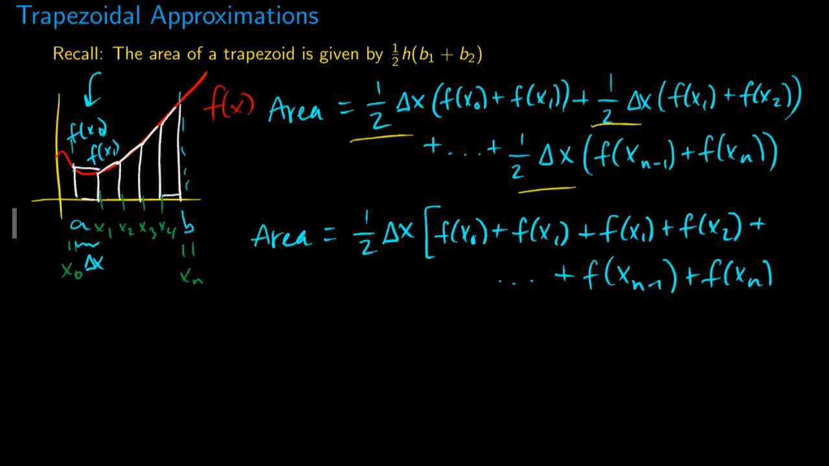So we're going to simplify one more time. Notice that on these inside trapezoids, they share one of their bases. For instance, the first and second share this f of x1. And that's going to be true of all the interior points, just not the endpoints. So we'll simplify one more time.